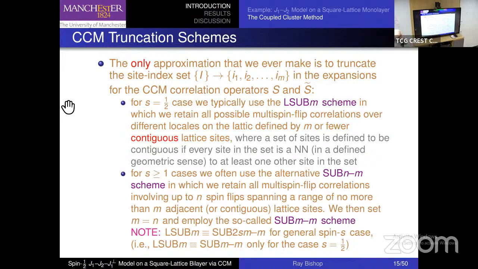So what do I do? I use this so-called localized sub-m scheme where on the lattice, I carve out all possible numbers of m spin configurations where every site in that configuration is nearest neighbor to at least one other.